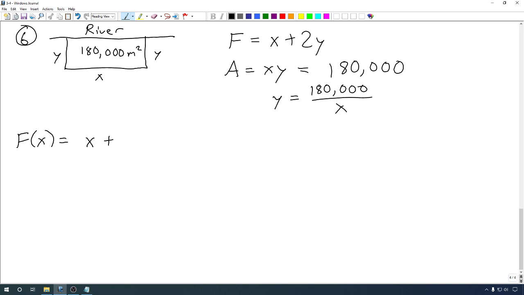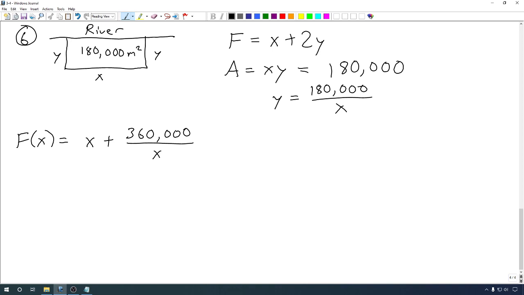F is going to be x plus, well, 2 times that. 2 times 180,000 is 360,000 over x. And that is the function that we want to minimize.